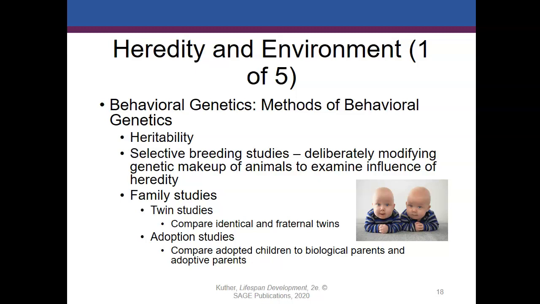In selective breeding studies, behavior geneticists deliberately modify the genetic makeup of animals to examine the influence of heredity on attributes and behavior. Family studies, such as twin and adoption studies, compare people who live together and share varying degrees of relatedness. Twin designs compare identical and fraternal twins to estimate how much of a trait or behavior is attributable to genes. Adoption studies compare the degree of similarity between adopted children and their biological parents, whose genes they share, and their adoptive parents, with whom they share no genes but an environment.